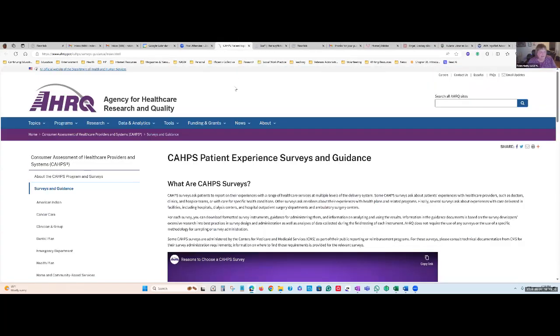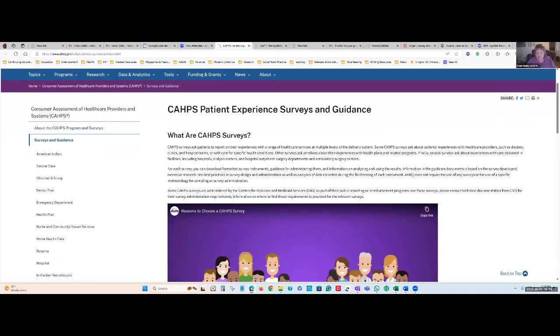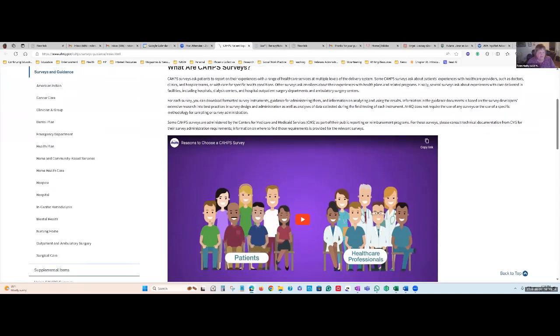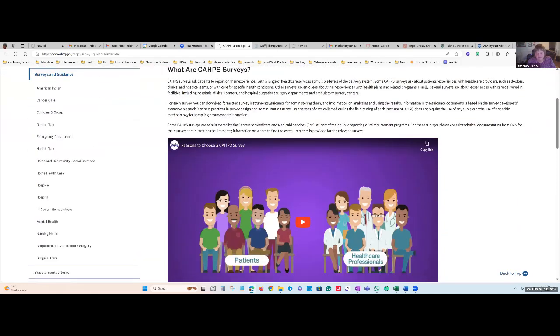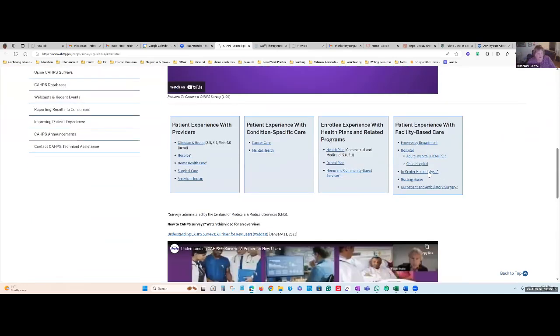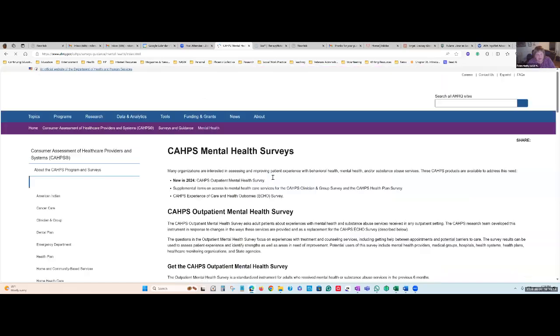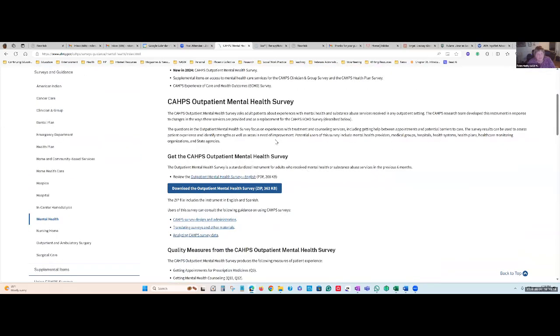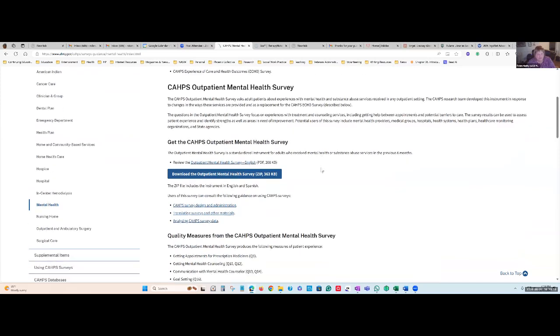Okay, now we're going to look at the Agency for Healthcare Research and Quality. The government, God bless them, keeps all of the surveys that they use. And this one is really about, as it says, patient experiences. If you scroll down, you can see that it has patient experiences with providers, patient experience with condition-specific care. So, for example, you can look at mental health care. It has an outpatient mental health survey.